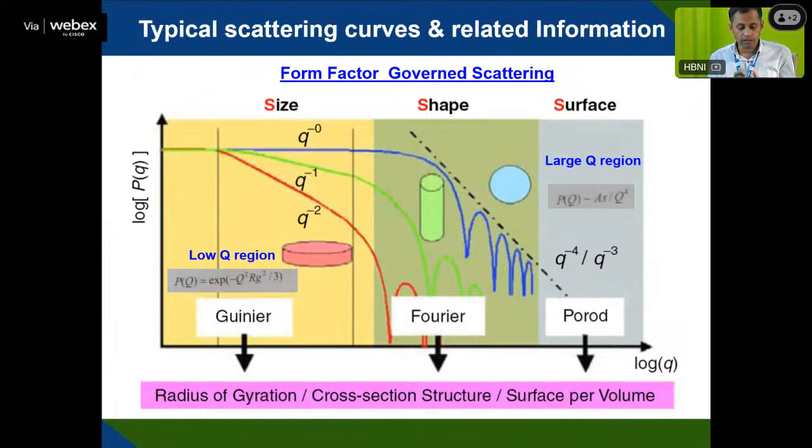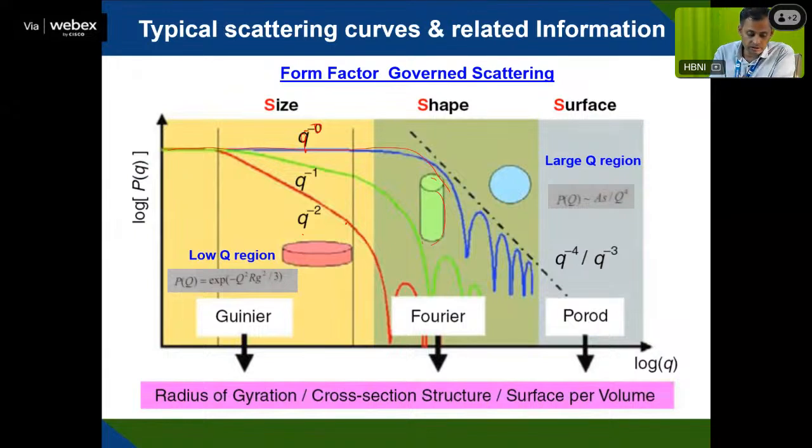If you plot the log of the form factor PQ versus Q, you will get this type of plot, and at the high Q side you will get some oscillation. It goes straight like this, proportional to Q to the power minus 0, which is mostly a spherical particle. Q to the power minus 1 you will get for a rod-shaped particle, and Q to the power minus 2 in the low Q region for cylindrical things.